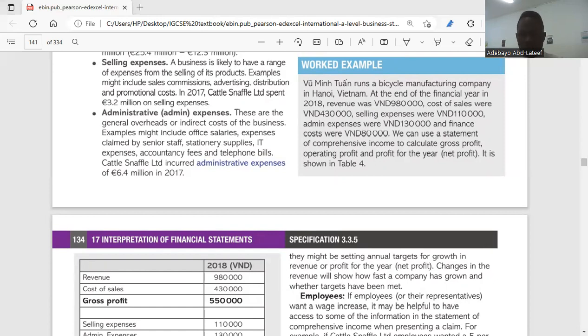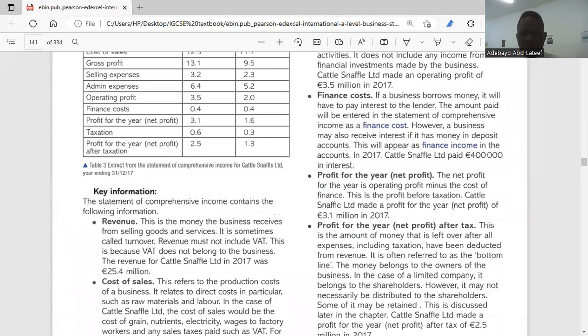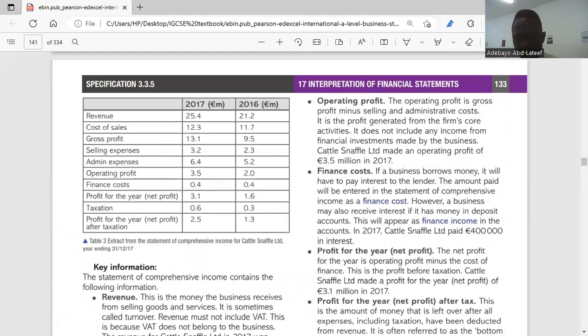Then we have the operating profit. So how do we get our operating profit? The operating profit is gross profit minus your selling and administrative costs. So we have our operating profit here. That's your gross profit minus your selling expenses and administrative costs added together. That's about operating profit. Then we have the finance cost.